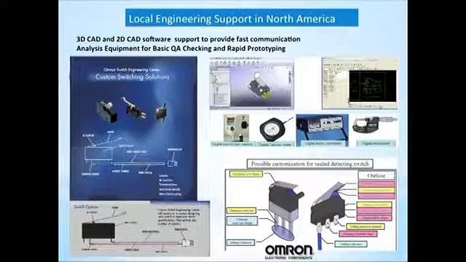Omron has local engineering support in North America for automotive switches, 3D and 2D CAD software support to provide fast communication, analysis equipment for basic QA and rapid prototyping. We can do customized switches and provide samples quickly.